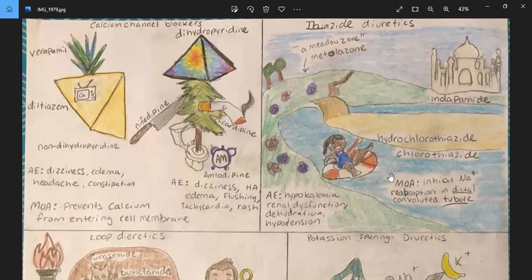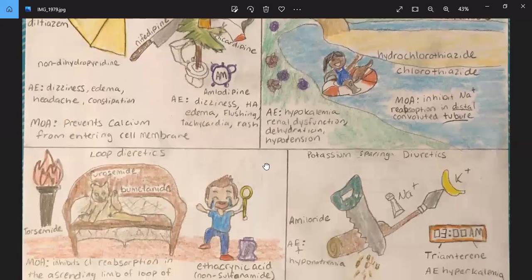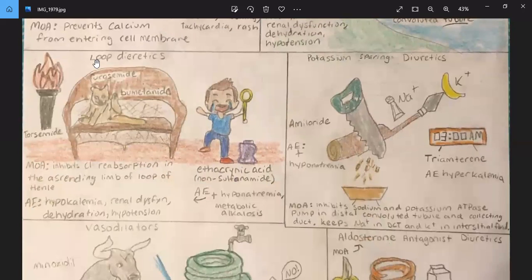Adverse effects are hypokalemia. So there's not a banana in this picture, right? Because hyperkalemia is the banana. And then renal dysfunction, that's not shown. Neither is dehydration or hypotension, but hypotension and dehydration are in like everything. So just remember that. So next we'll move on to our loop diuretics.